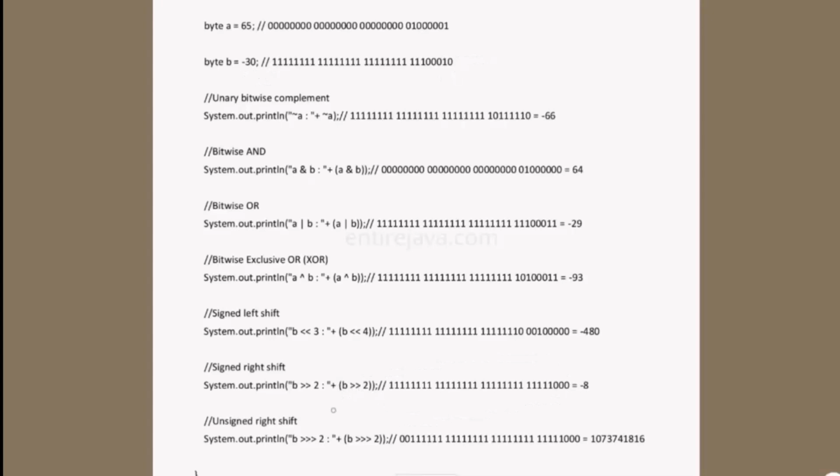And we have unsigned right shift. This will do exactly what signed right shift would do, except instead of filling the empty bits with the most significant bit, it will simply fill with zeros. So that would result in this value. If you run this program, these are the outputs that you're going to see. Go ahead and run it.